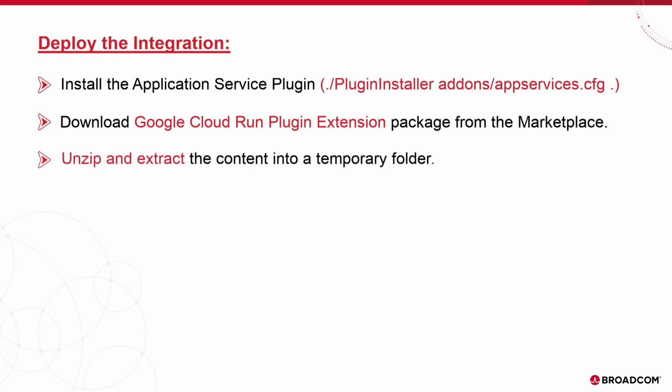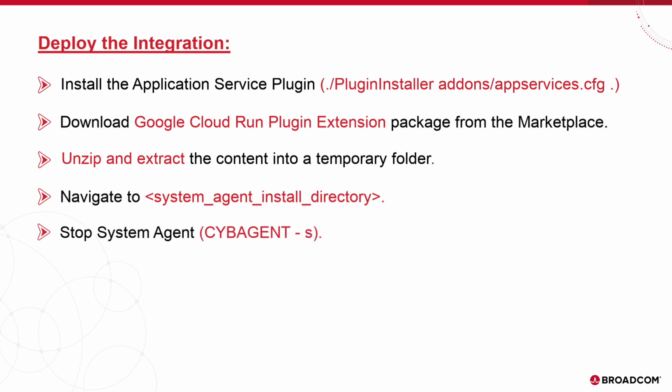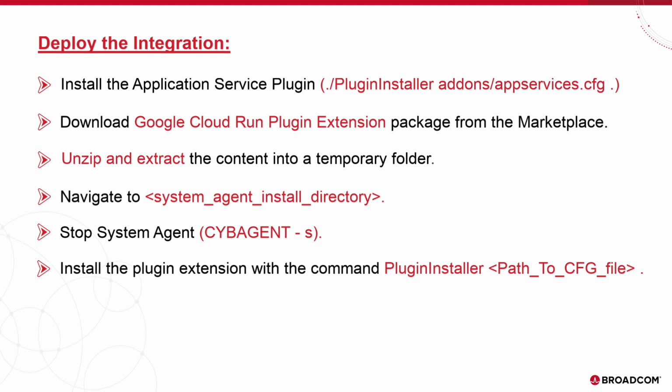Unzip the package and extract the content into a temporary folder. Navigate to the system agent install directory. Next, we must stop the system agent with the cybagent -s command. Install the plugin extension with the command plugininstaller, followed by the path to the CFG file. Now, restart the system agent with the cybagent -a command.